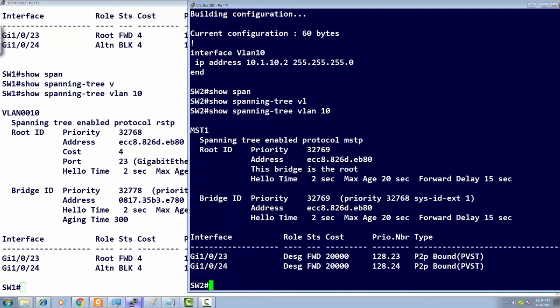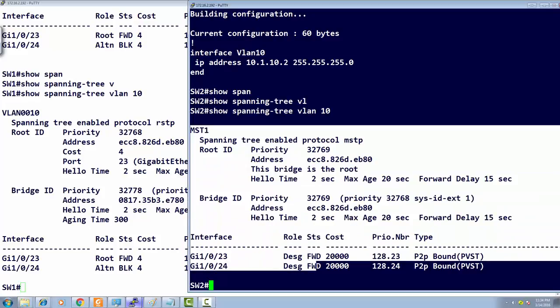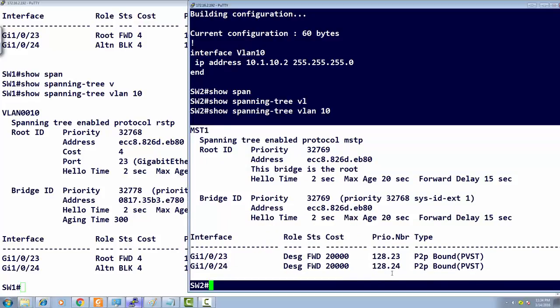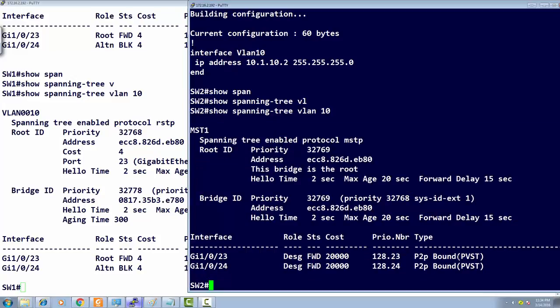And here I have MST. It's showing me that it is actually part of instance 1. Also, you understand the compatibility that you have, the backward compatibility. And here it is clearly showing you that we are not the same spanning tree.